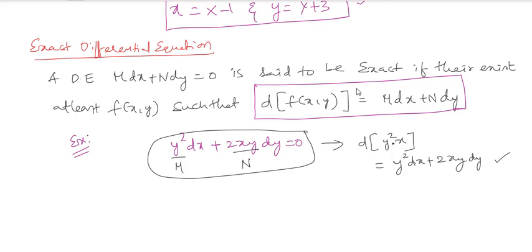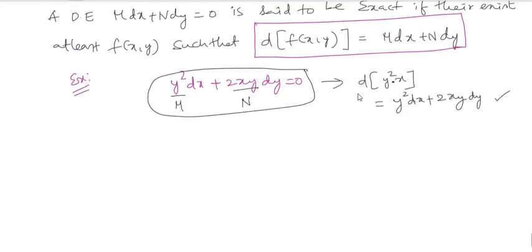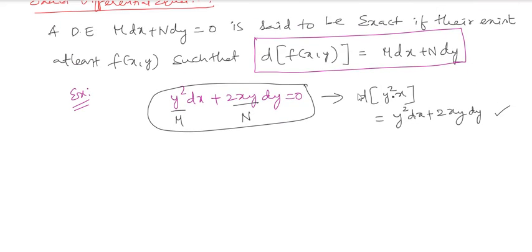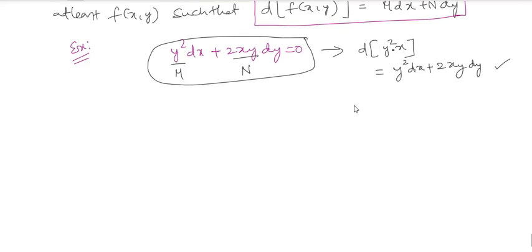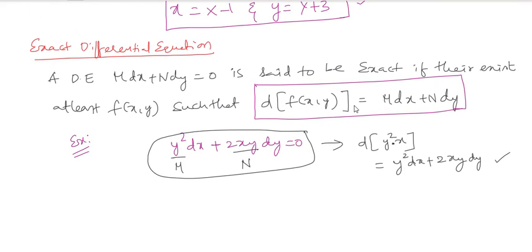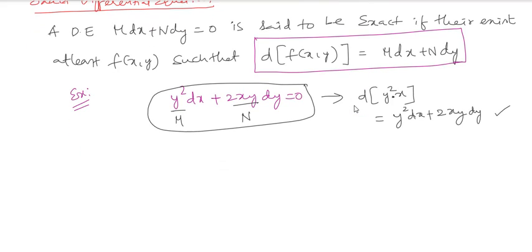Then if it is an exact differential equation, how can I get the solution? So actually one theorem is there. Exact means by default you will remember that dou M by dou y is equal to dou N by dou x. So that is actually a theorem. So usually you will check with that only.